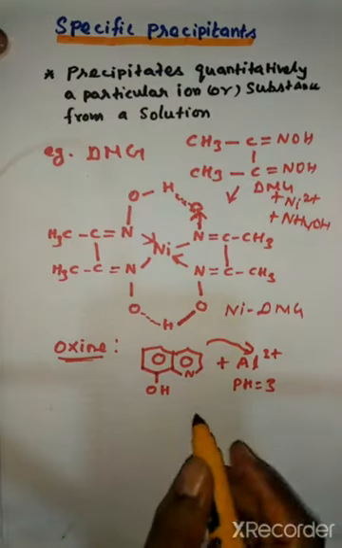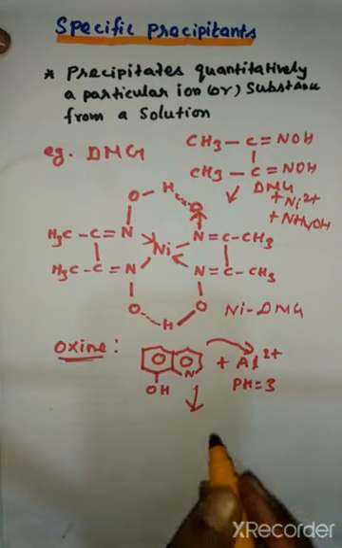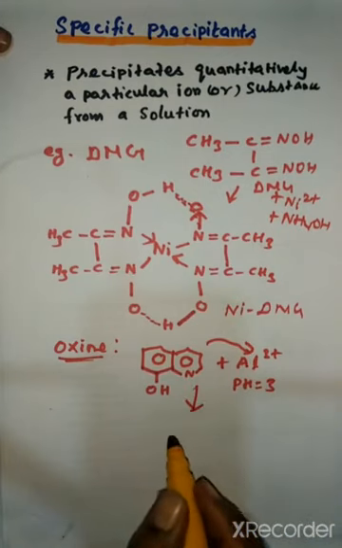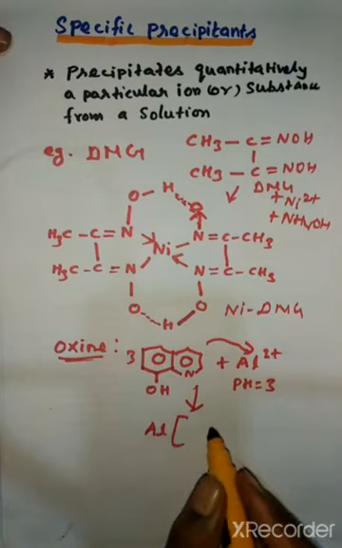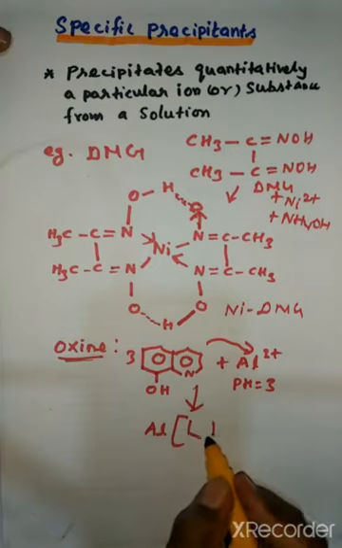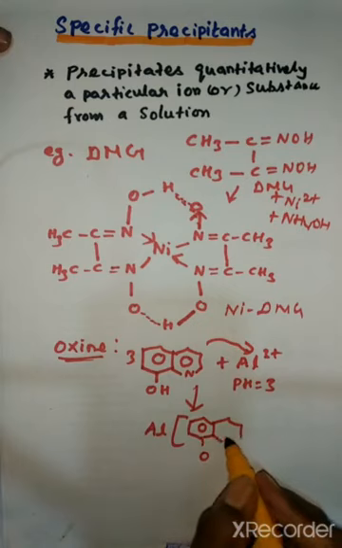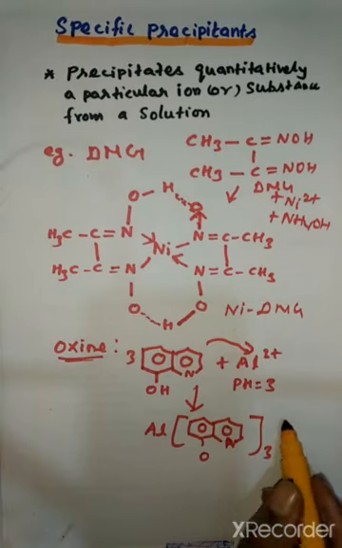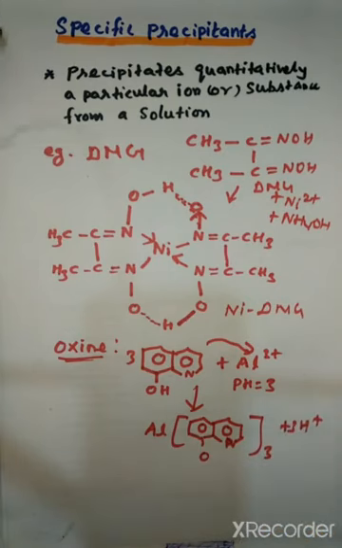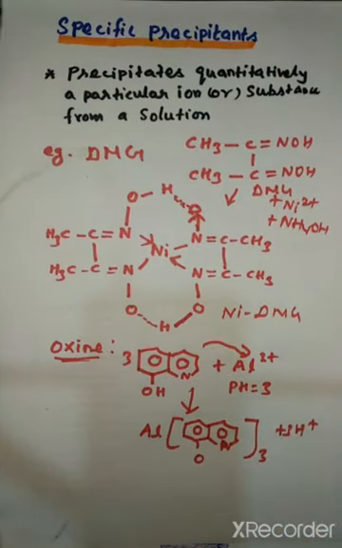When we treat this with aluminium, it forms a compound in which three molecules of 8-hydroxyquinoline combine with aluminium through the nitrogen, three times, and H plus is eliminated. So aluminium is precipitated using 8-hydroxyquinoline, or oxine.